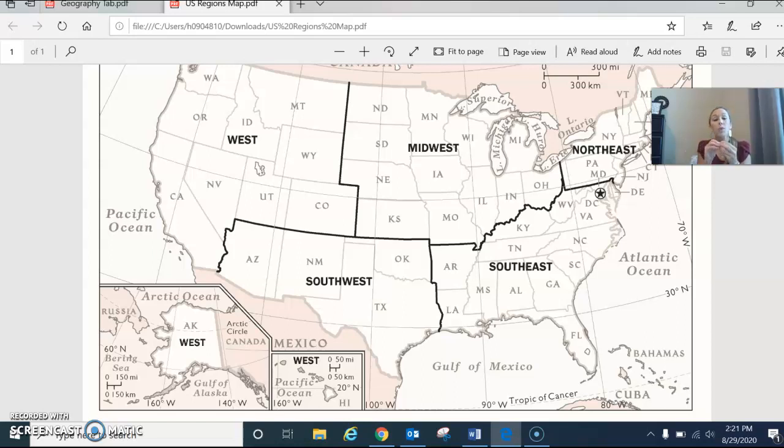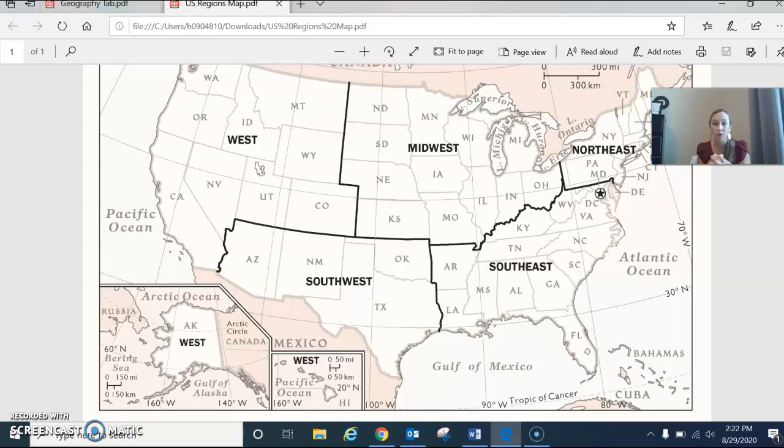And so if we were going to get more specific about exactly where Katy, Texas would be on this map, it wouldn't exactly be 30 degrees north and 100 degrees west. It would be more specific, like 29.7 degrees north and 95.8 degrees west. It would be more specific because there's more imaginary lines.